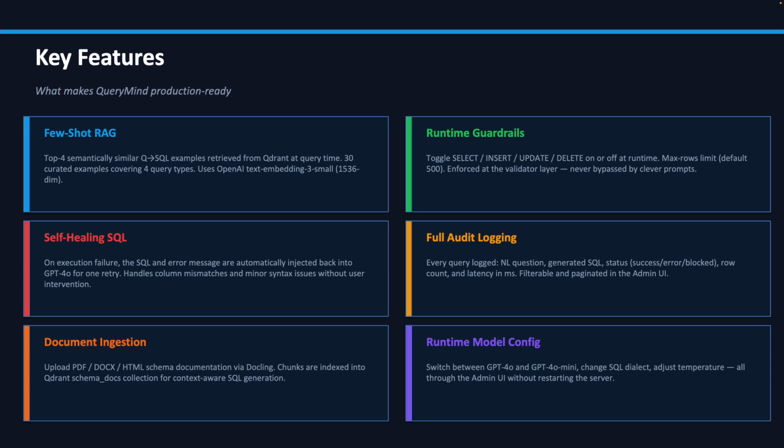Document ingestion. You can upload a schema document as a PDF or a docx using a Docling parser. It is indexed into Qdrant, so the LLM has richer context when generating SQL. And then runtime configuration. Switch the LLM model, dialect, and temperature through the admin interface. No server restart is required.